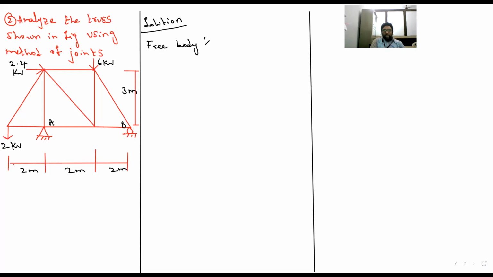Free body diagram. All of you, please attentively look into it. See how many joints we have. So many joints we have. Each and everything should be carefully looked into. Let us name it. So this is C, this is D, this is E, and this is F.